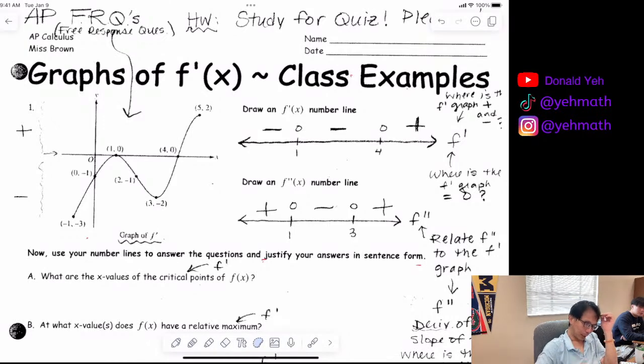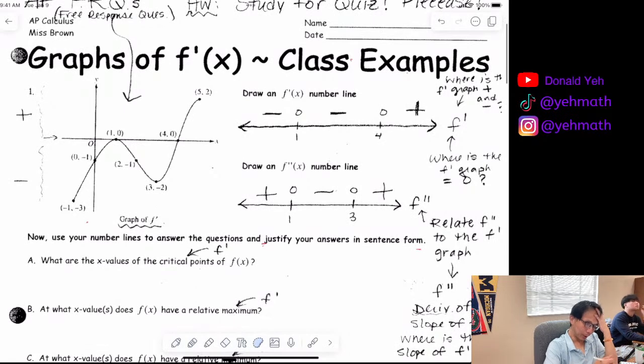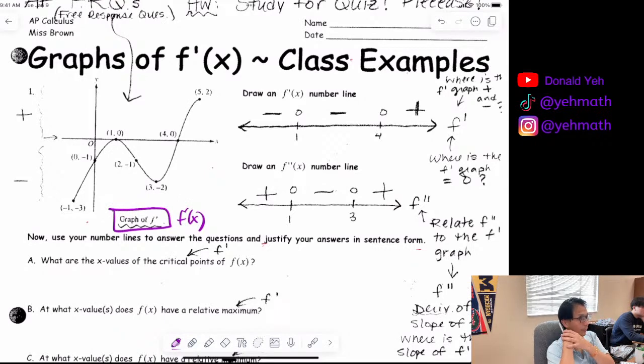But look at this. Always notice one thing: look at which graph you're looking at. This is an f prime of x graph. This is not f of x, and this is not f double prime of x. This is the f prime of x graph. The AP exam loves to start with the f prime of x graph. That's just the way they are.